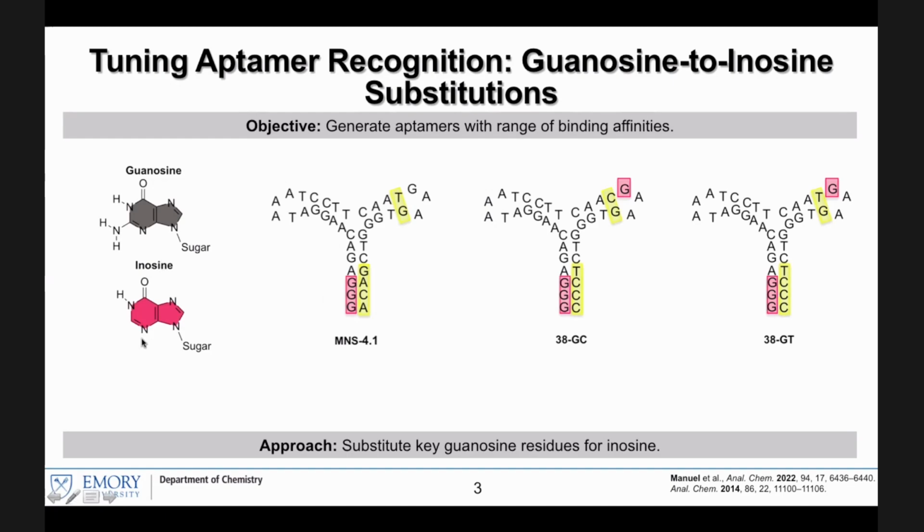So now we're going to look at what's in pink. Pink is going to be inosine here. Fun fact, pink is my favorite color, but that's not why I chose it here. I actually chose it for colorblind friendliness. But yes, pink is my favorite color.